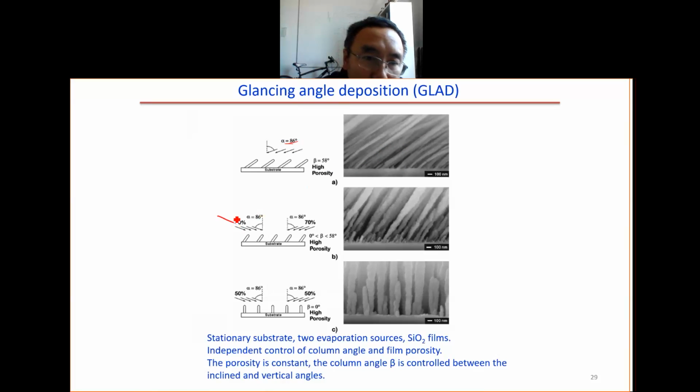We can deposit from the left side and also from the right side, so we have two evaporation sources. This is the silicon oxide film, one from the left and one from the right. With 70% from the right and 30% from the left, you get this column structure. With 50% from the left and 50% from the right, we get this vertical column. And this is a very loose film, not dense.